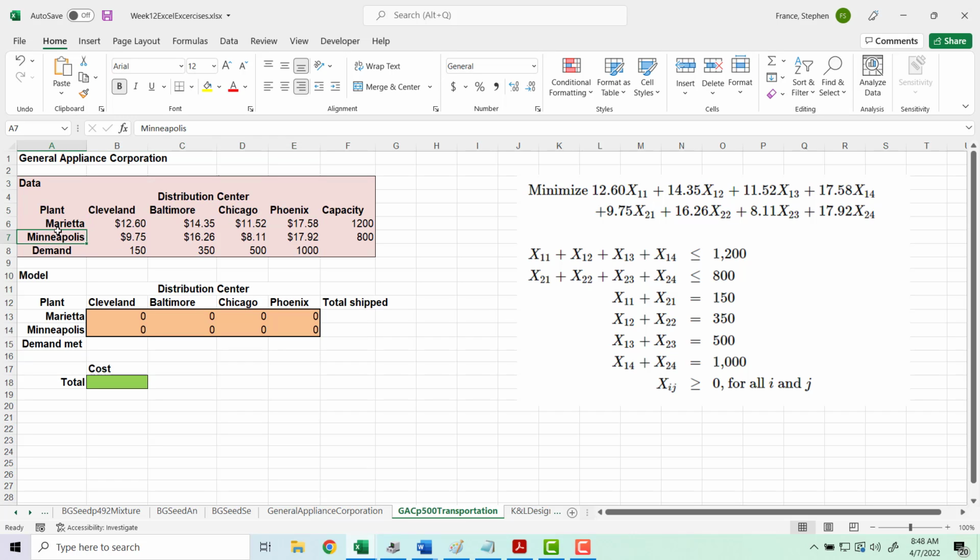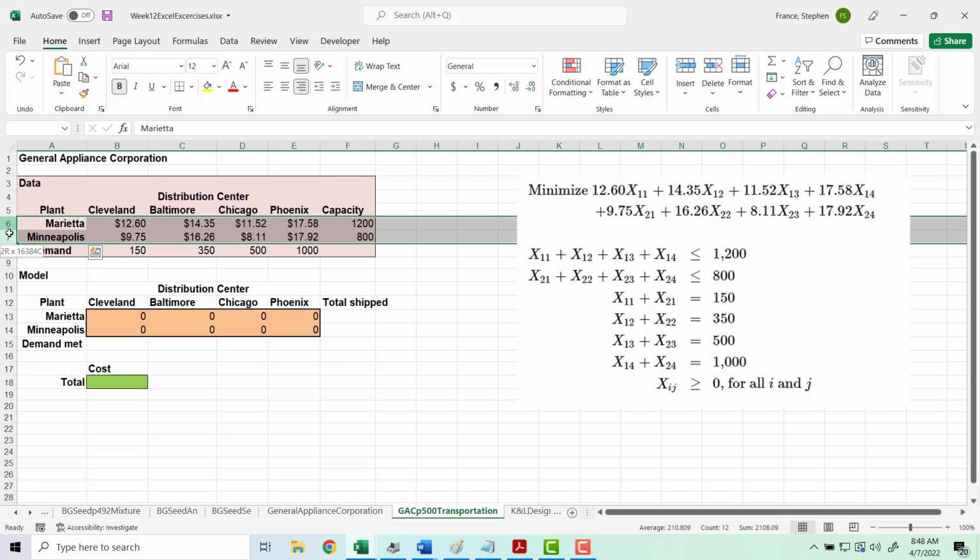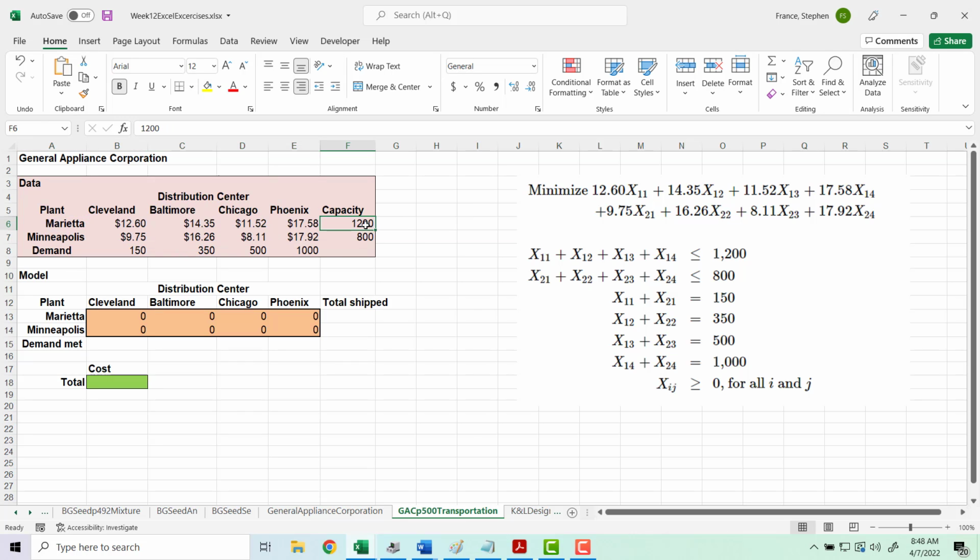Now, our plants have what we call capacity constraints. That's how much we can actually produce in these factories. Marietta is obviously a bigger one, so we can produce 1,200 units in Marietta and 800 in Minneapolis, and we need a certain amount of units in each of these distribution centers. So this is the demand in the distribution centers.